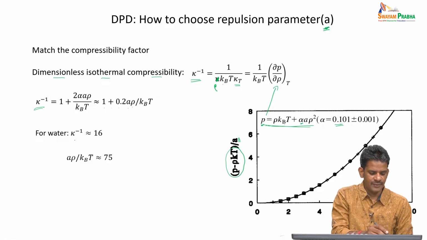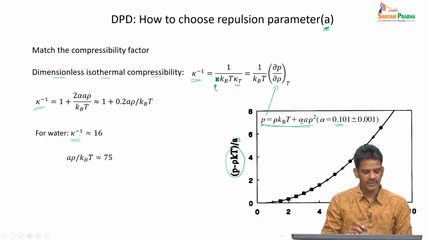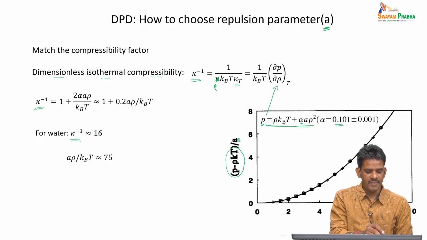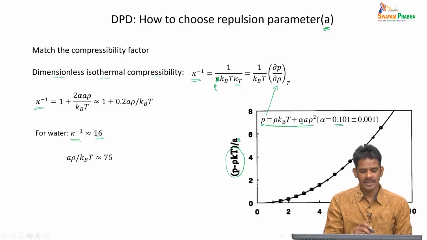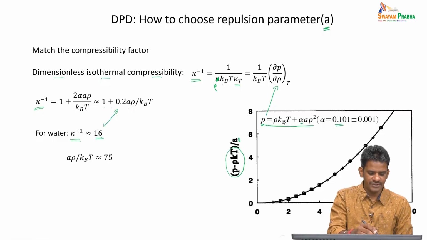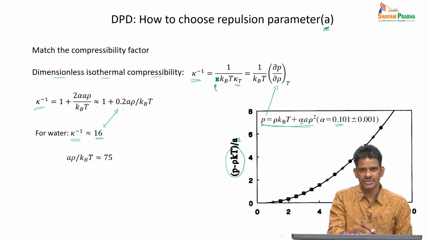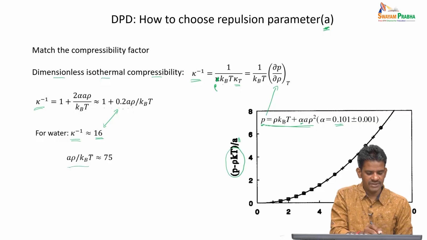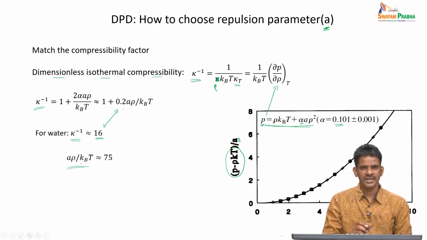Now if you look at these values for simple fluids like water, the non-dimensional isothermal compressibility comes out to about 16, and now you match these two expressions. This is the experimental value and this is the predicted value. You match that and find out what the value of A should be, so that the DPD simulation correctly predicts the isothermal compressibility.